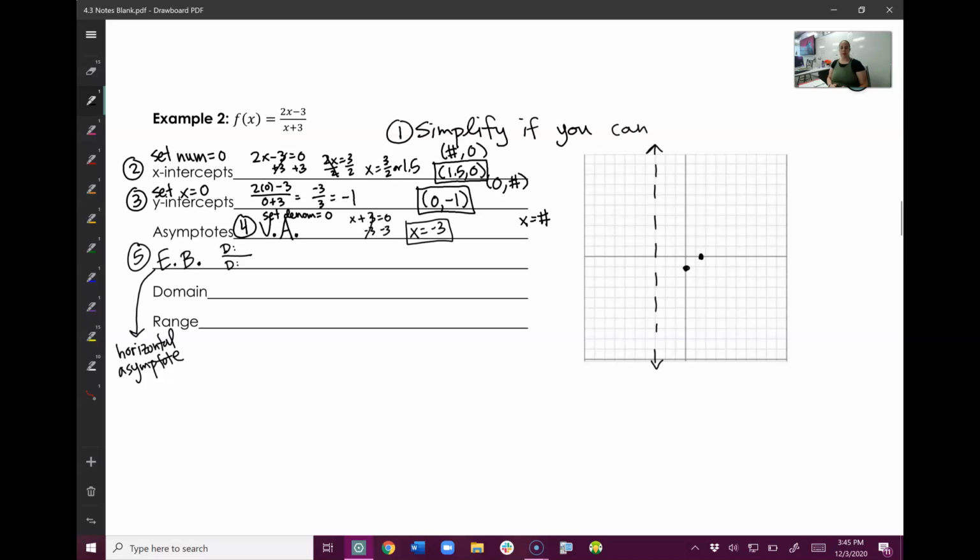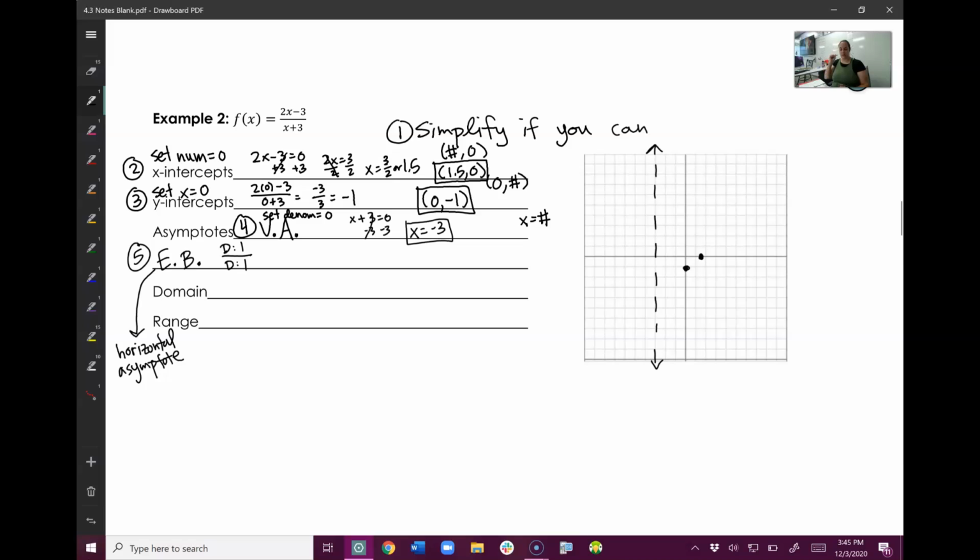Okay, let's compare the degree on top with the degree on bottom. So the degree on top, the biggest exponent is a 1. And I can do biggest exponent. I don't have to add anything together because there's no parentheses. Bottom, no parentheses, so I just look for the biggest exponent, also a 1.